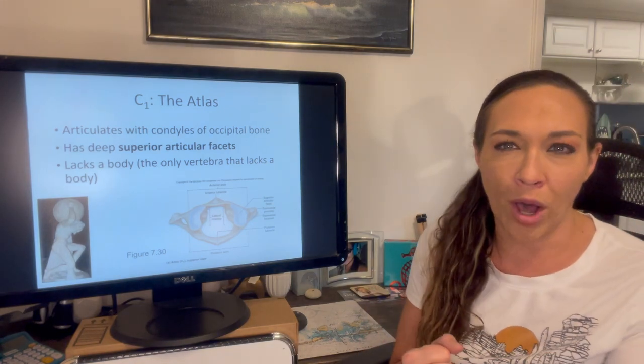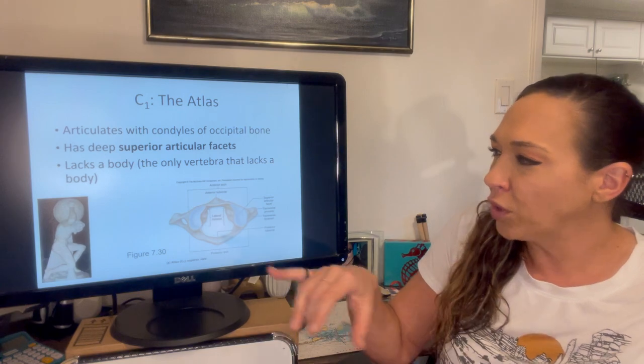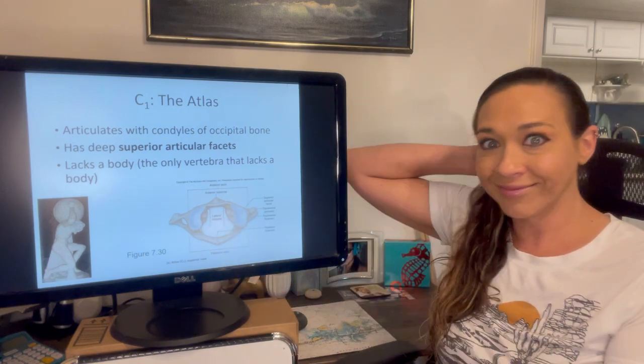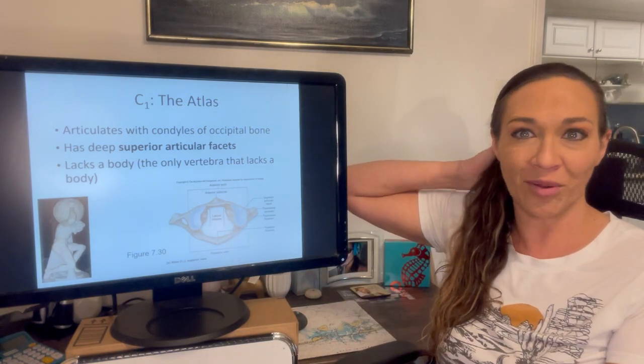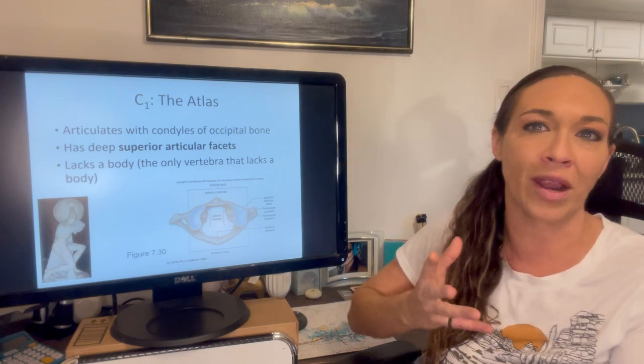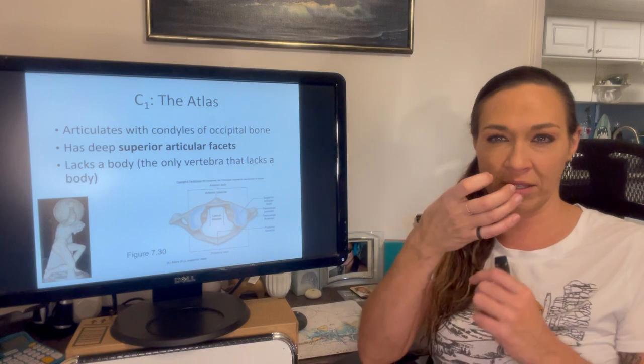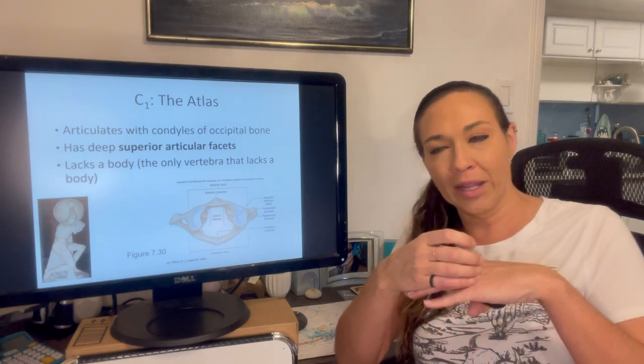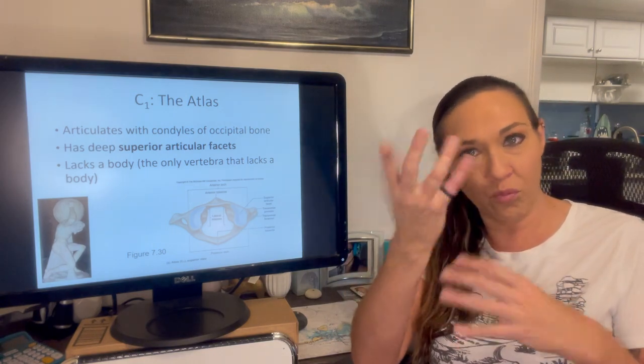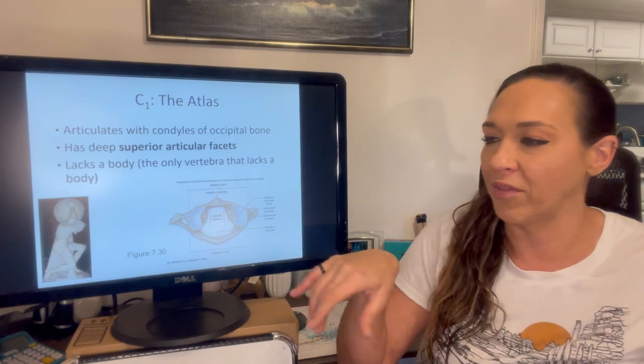It does lack a body, and that's really because what you've got coming through here is your nervous system, it's your spinal cord, it's literally everything that's going to your brain, right? So this one does need to be a little bit bigger, so we don't typically have a body, like that big stacked, round part that we learned about earlier. We don't have that here.